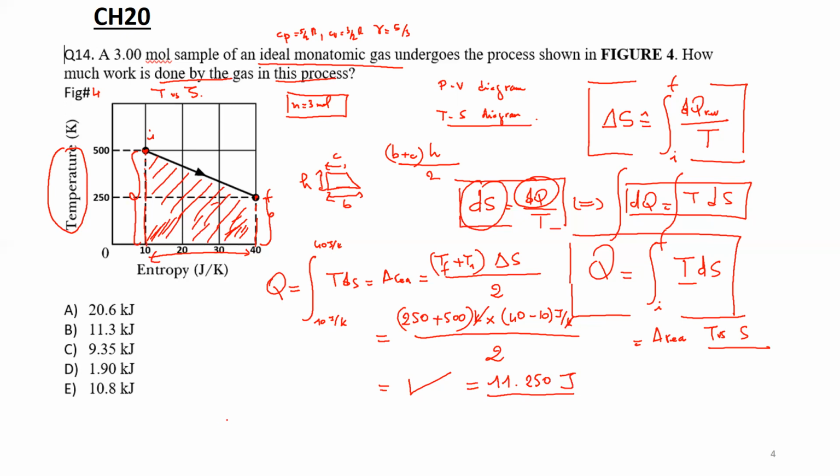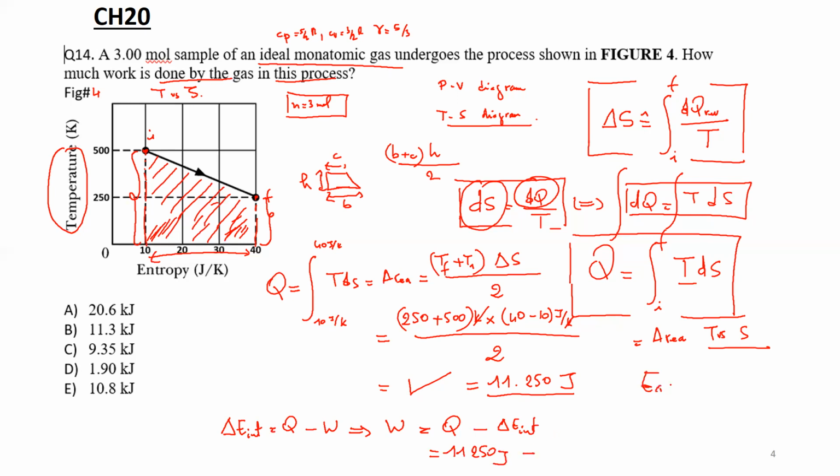So you know the first law of thermodynamics. Change in internal energy is just equal to the heat minus the work. That means that the work is just the heat minus the change in internal energy. So we already calculated the heat, minus the change in internal energy.